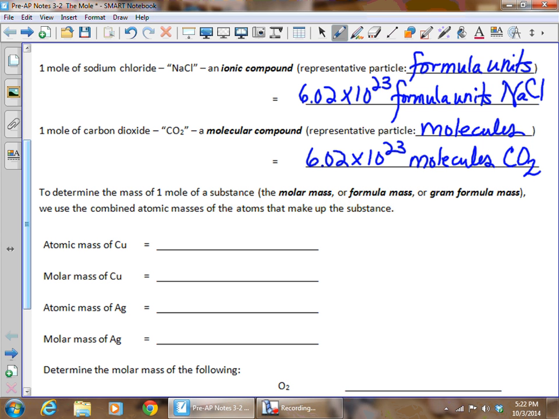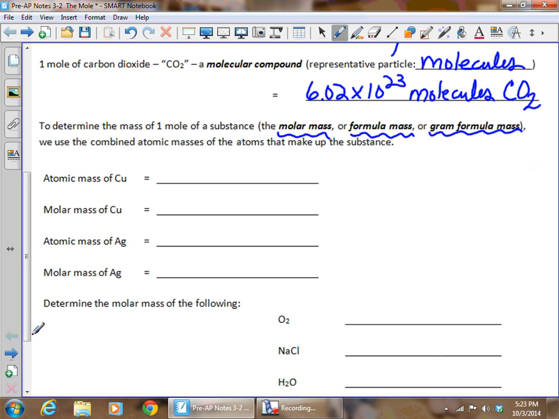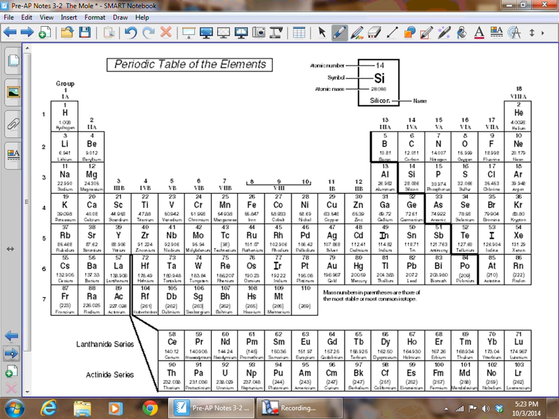If we want to determine how much one mole of a substance weighs, or how much the mass of one mole of a substance is, we sometimes call that the molar mass or the formula mass or the gram formula mass. We use the combined atomic masses of the atoms that make up the substance. Now take for instance the atomic mass of copper. Now the atomic mass of copper, we're talking about the mass of one atom of copper. We're going to look that up on the periodic chart.